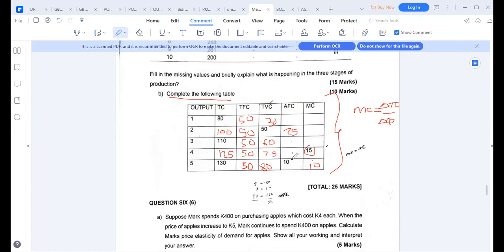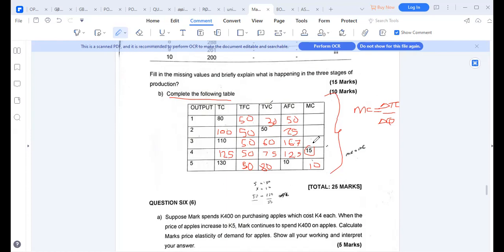But how do we find the average fixed cost? It's simply the total fixed cost over quantity. So this and that is 50. 50 divided by that is 25. 50 divided by 3, what do we get? 1, remainder 2. 2 into 20 is what? 6.67. Okay, then again, 4 into that 1, what do we get? 1, remainder what? 1. 4. 5. So we're done with this column.